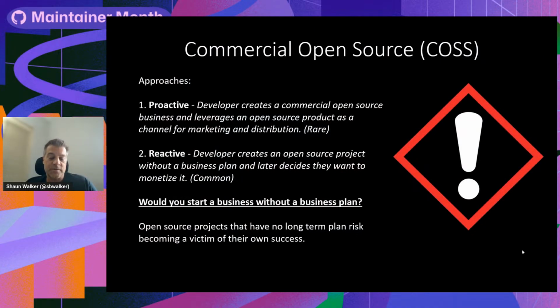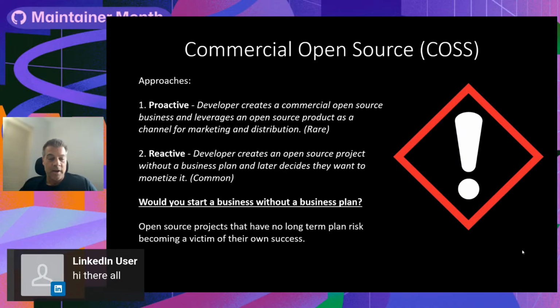So, commercial open source, sometimes abbreviated as COSS. There are a couple of different approaches that I've seen to this. One approach is very proactive, where a developer is already thinking about the business model for their open source project before they even release it. They want to leverage the benefits of the open source model for getting their product out to a large number of consumers, leveraging the channels for marketing and distribution. Unfortunately, this is a very rare approach. Most developers aren't thinking about this when they create an open source project.